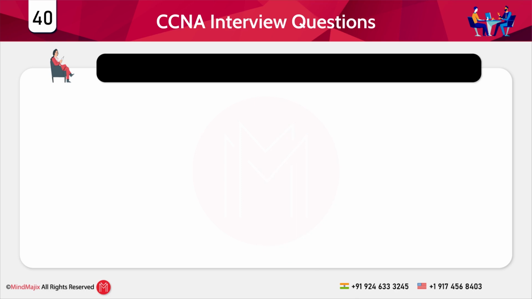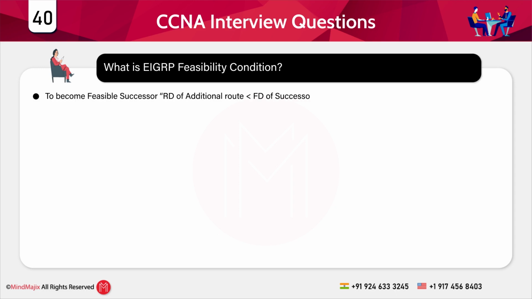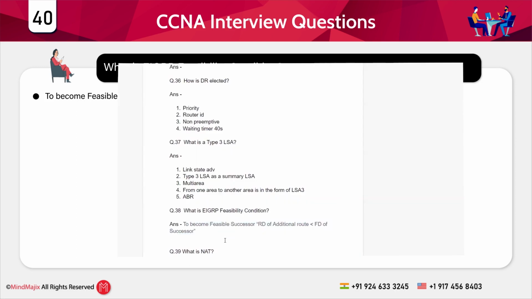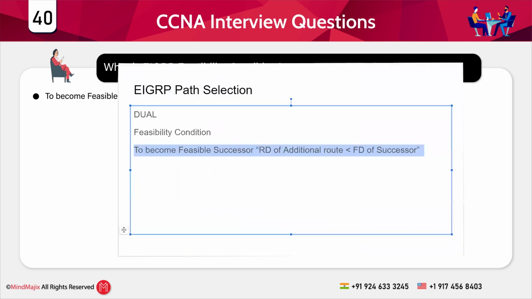Next important question is from EIGRP. So what is the feasibility condition? For the feasibility condition, I'll refer to this document. The reported distance of the additional route should be lesser than the feasible distance of the successor. Let's try to understand this with the diagram.